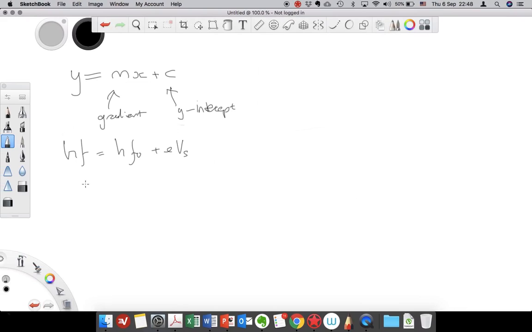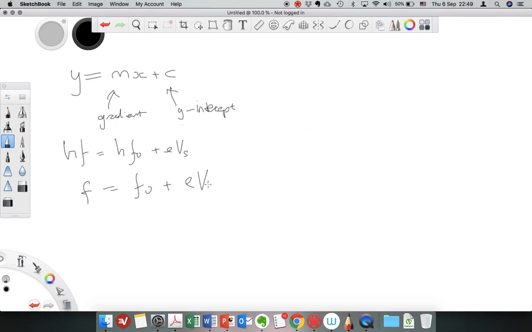Let's divide through by h, and so f equals f0 plus eVs divided by h. Now, can we match this up to the equation we're given, y equals mx plus c? It's actually slightly the other way around, but we can, because y equals c plus mx. I could have written this the other way around if I wanted.